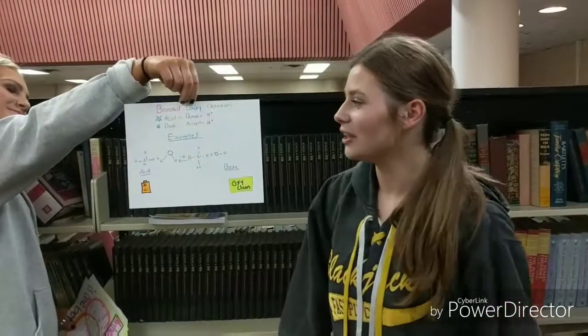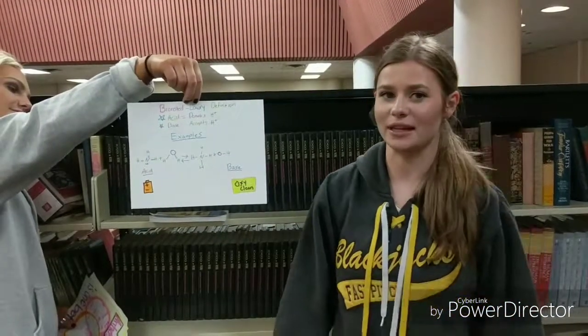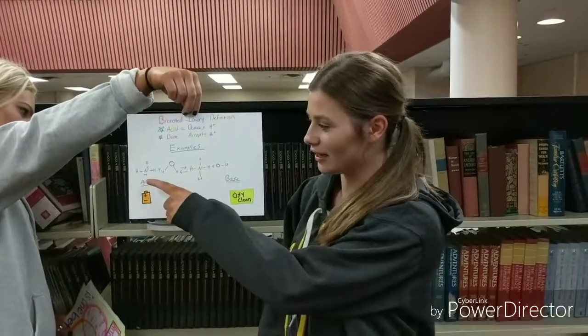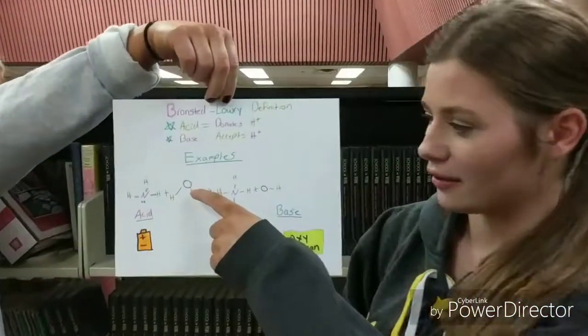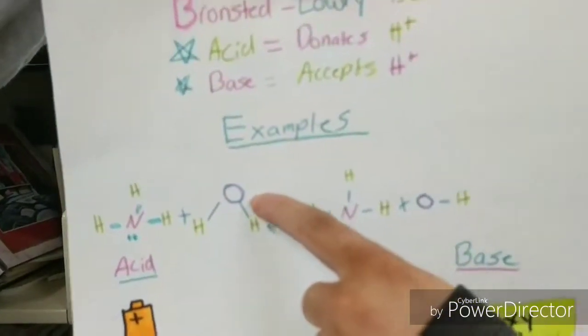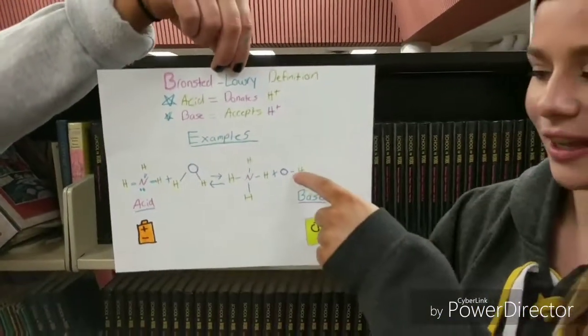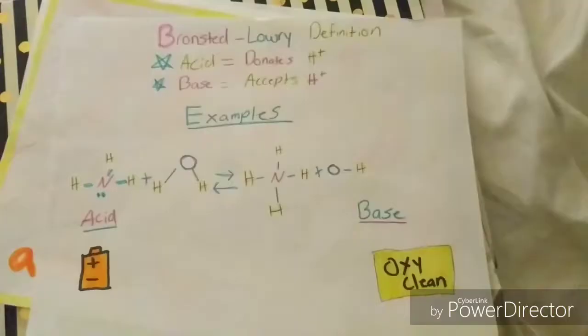The Bronsted-Lowry definition says that an acid donates an H+ ion while a base accepts an H+ ion. You can see that in this equation right here. There's not a hydrogen connected to this oxygen, whereas on this side, there is. There you go.